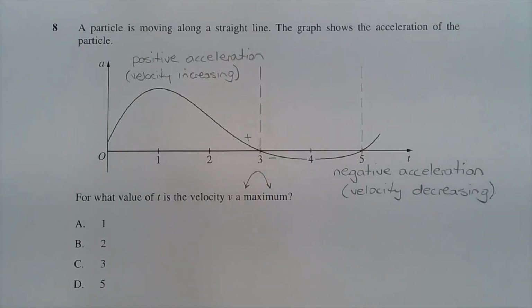Hence, the value of t, where the velocity v is a maximum, occurs at t equals 3. Therefore, the answer is option C.